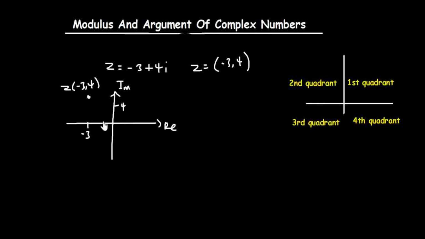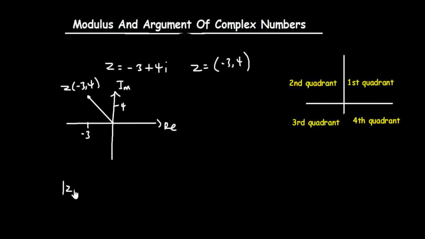Okay, so now let's draw the line from the origin here to the point plotted. Okay, alright, so the magnitude of this line is the modulus. Okay, so now let's calculate the modulus.